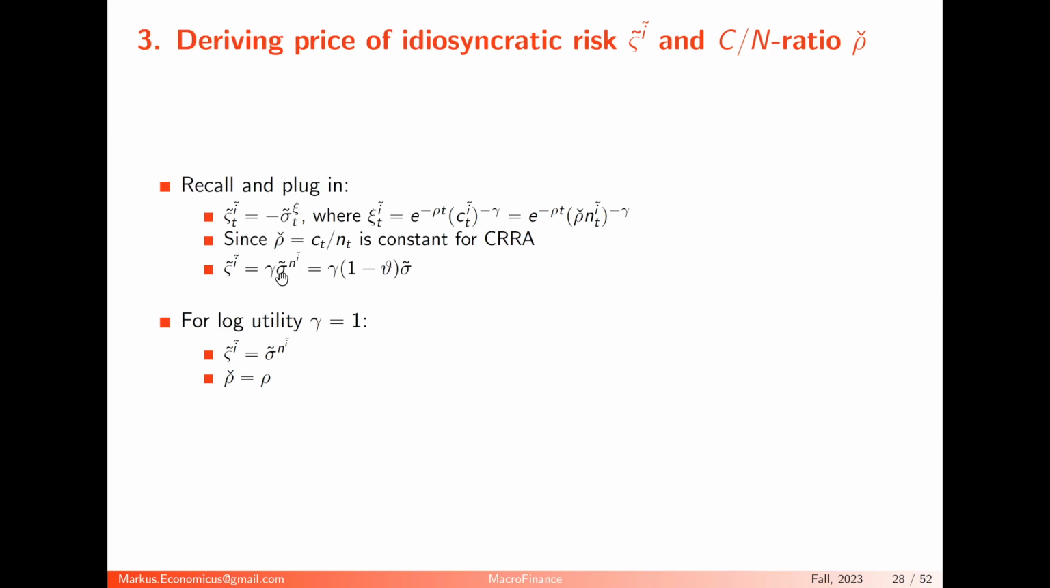So that's it. And the idiosyncratic volatility of the net worth is just 1 minus theta times the idiosyncratic risk of the capital. Because 1 minus theta I put in the physical capital, and theta in the government bond. And this theta and this varTheta are the same. The varTheta is an aggregate, and the theta is individual, but it's the same in this model. So that's what it is. Typically this is what we do in step 3. With log utility, gamma is 1, and then it's just this. Rho check is just rho. Okay.